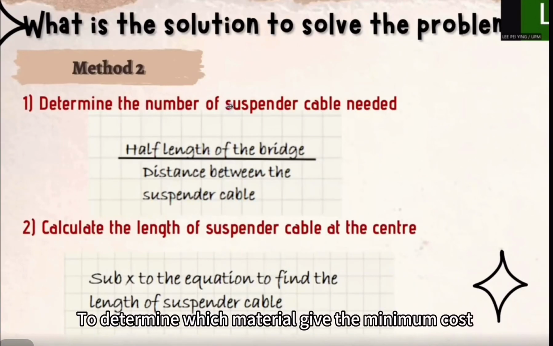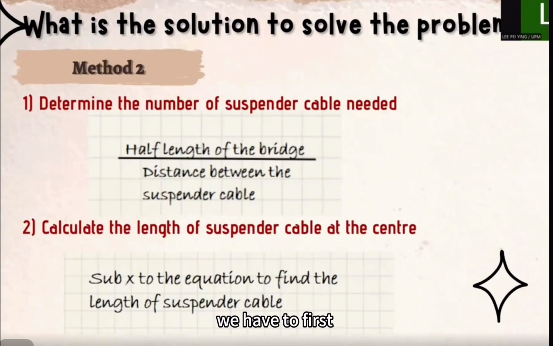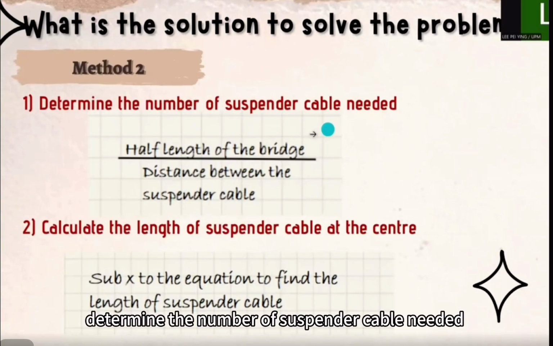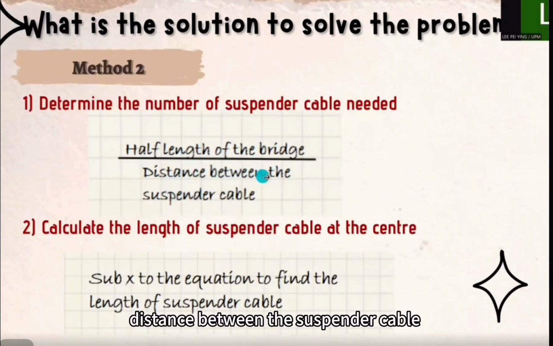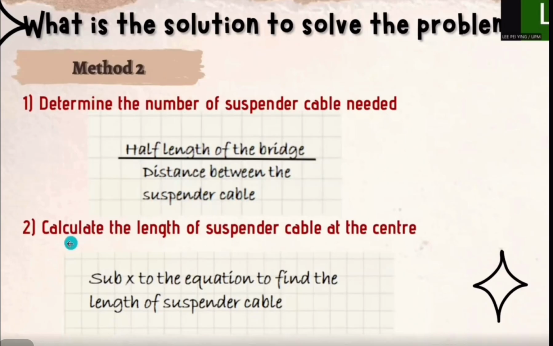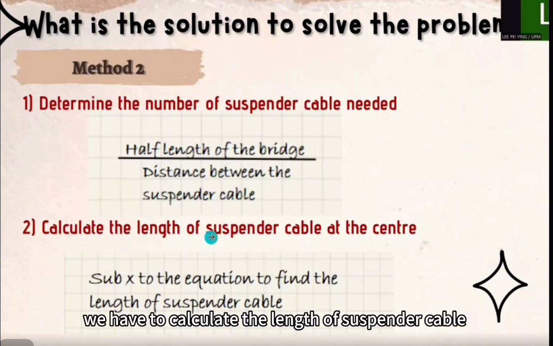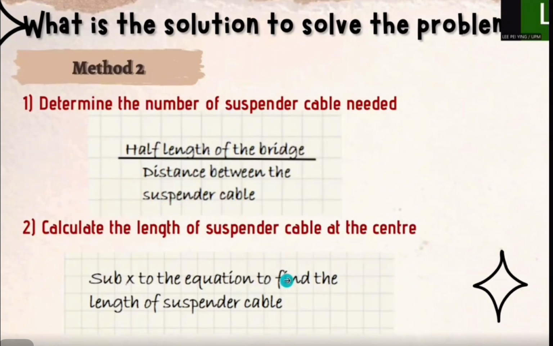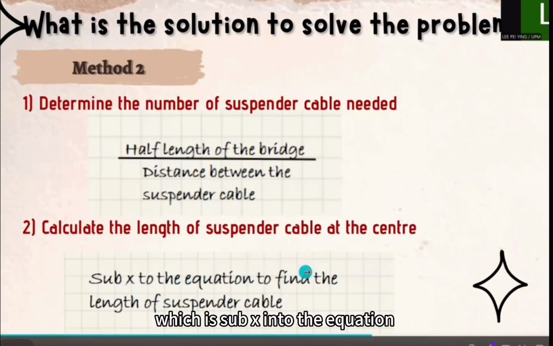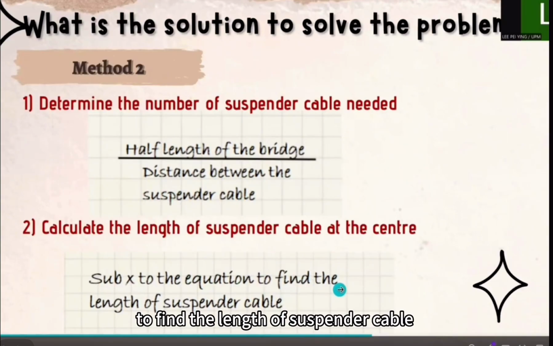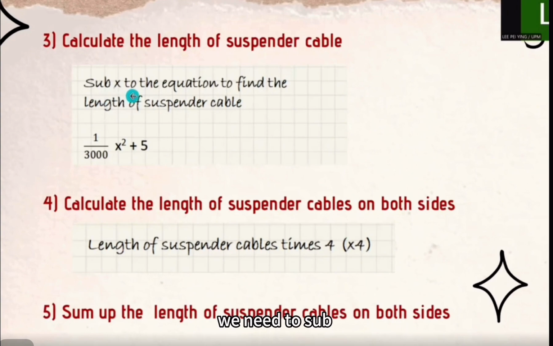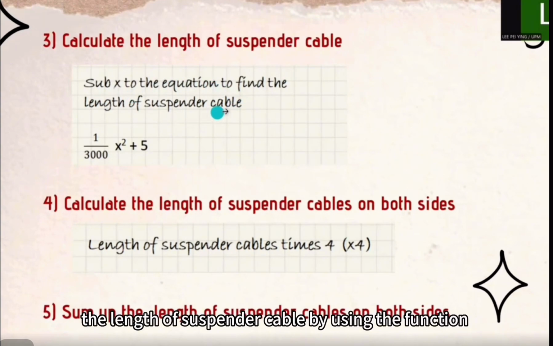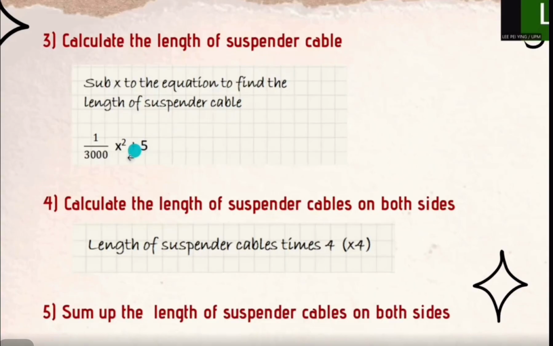To determine which material gives the minimum cost, we have to first determine the number of suspender cables needed, which is dividing the half length of the bridge by the distance between the suspender cables. And secondly, we have to calculate the length of the suspender cable at the center, which is to substitute x into the equation to find the length of the suspender cable. And the third step is to calculate the length of the suspender cable. We need to substitute x into the equation by using the function 1 over 3000 x squared plus 5.